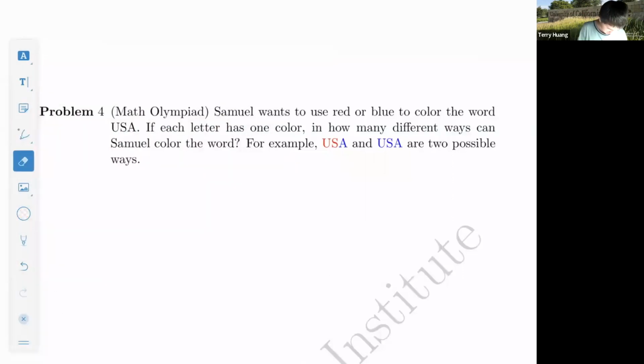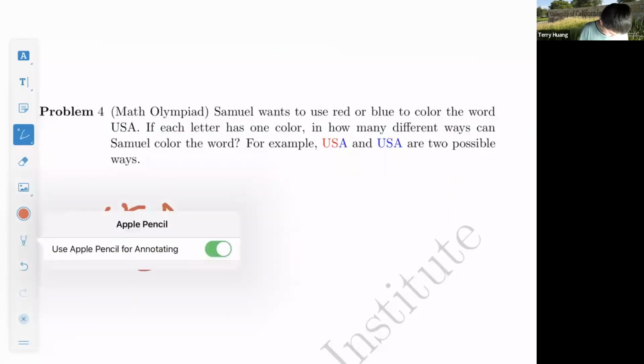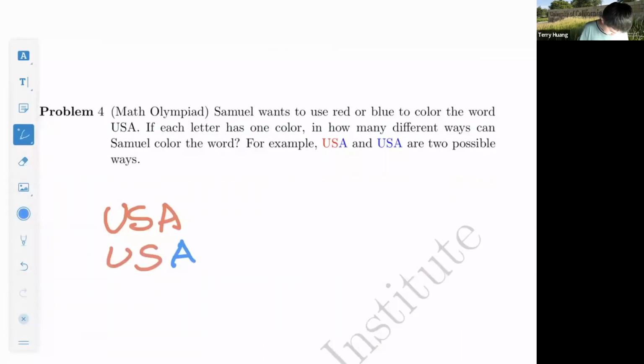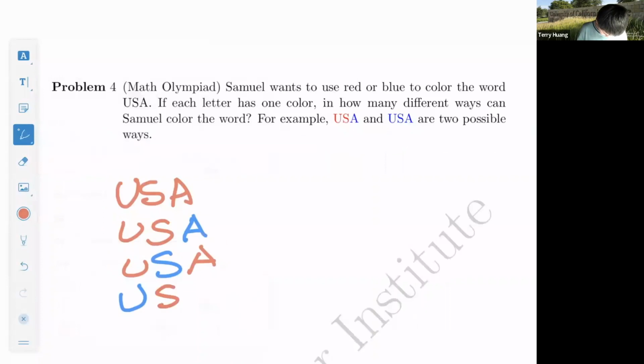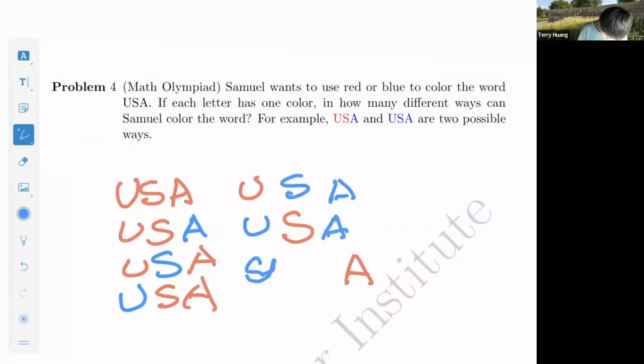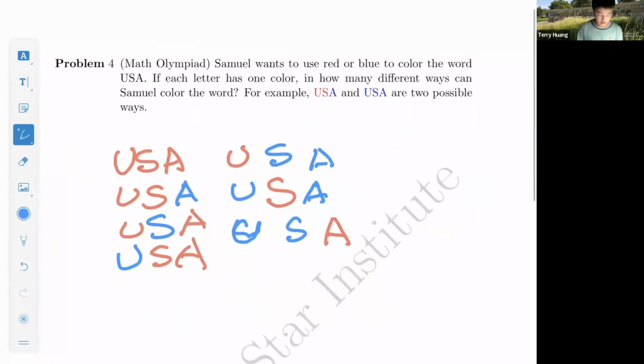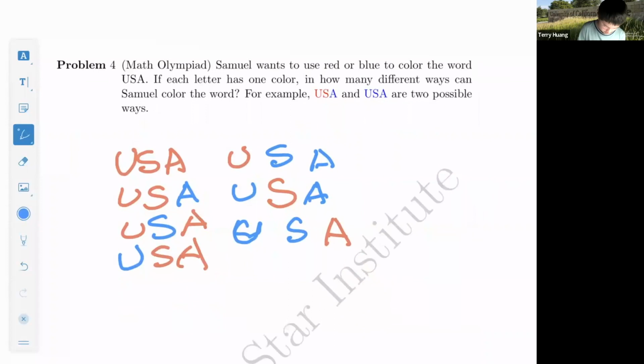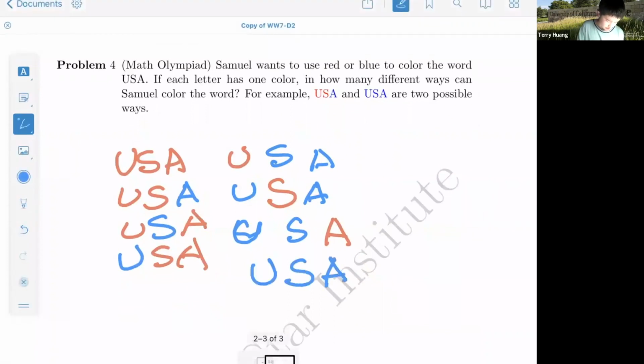We can first see that we can write it completely in red, and then we can write one letter in blue. In blue, 3 different cases for only one letter that is blue. The other case is that we have only one letter that is red. And then the final case would be that all of these letters are blue. So we can see that in total, there are 8 different possibilities.